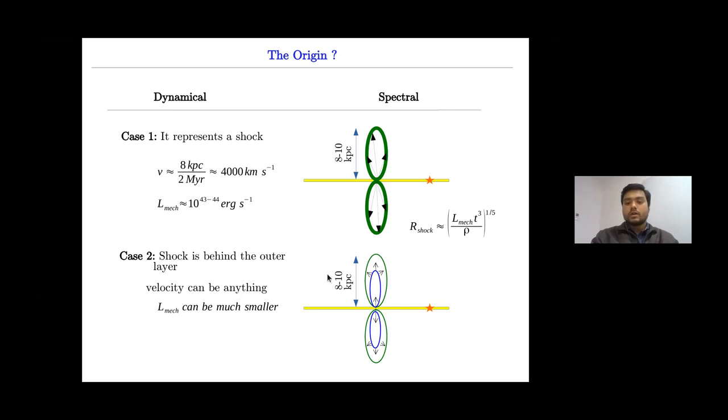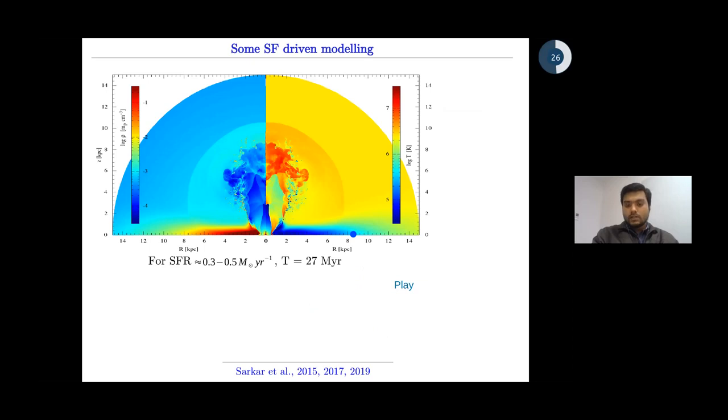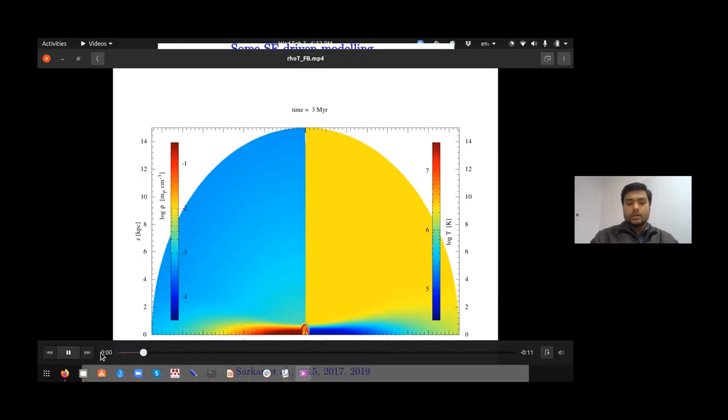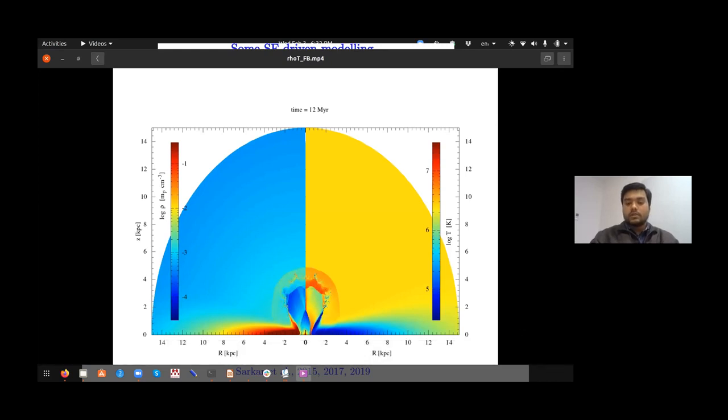Another way to produce freshly accelerated electrons is to accelerate them right at the shock of the Fermi bubble. In that case, the mechanical luminosity can be much smaller. I probably will not be able to talk about a lot of the other models, but we can talk about this in the discussion section. I just wanted to highlight one of the models that I have been working on. This is a simple star formation driven model, where we inject supernovae at the galactic center and let it evolve into a halo.